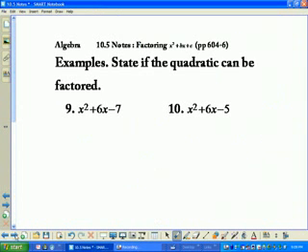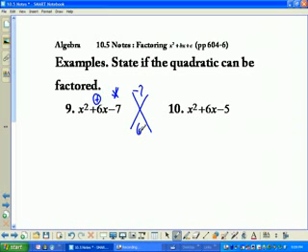Now, on examples 9 and 10 of the problems, they're going to just ask you, hey, can this be factored? Plain and simple. They're not saying, hey, factor it. They're saying, can it be factored? Because sometimes you start doing a problem, there are so many different ways you could do the pairs, it might be kind of tough. Well, I'm going to say, make your diamond. What multiplies to negative 7 and adds to a positive 6?